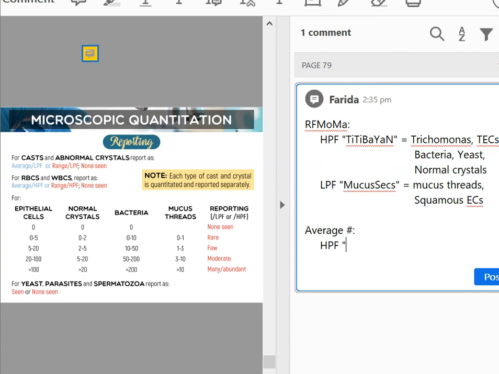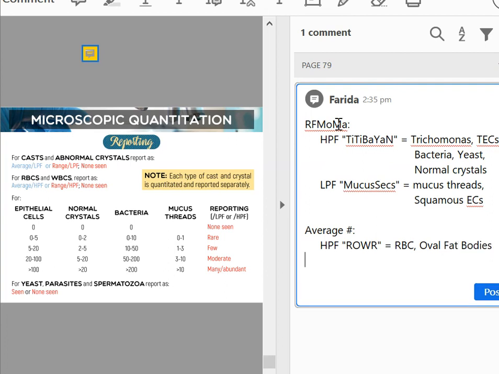For HPF, we use the mnemonic RAR. RAR stands for RBC, oval fat bodies, WBC, and of course your RTE cells.